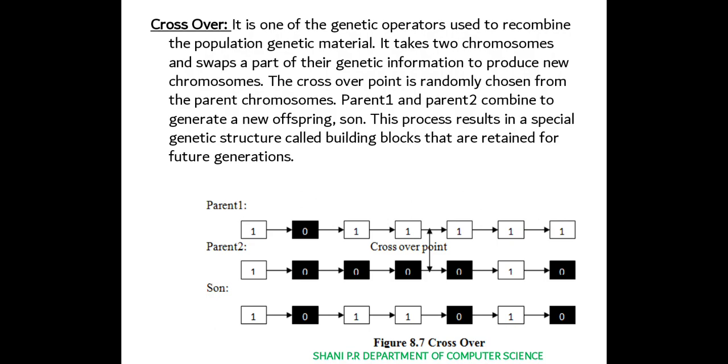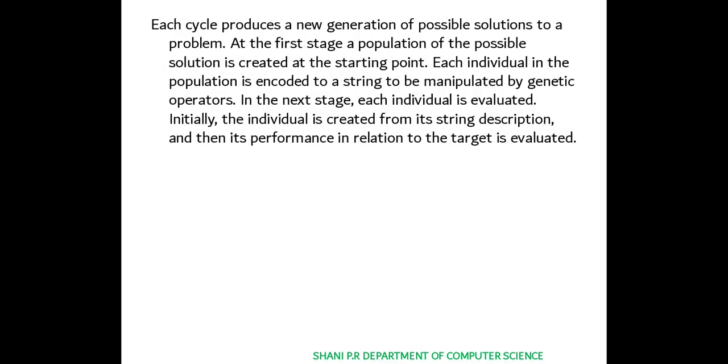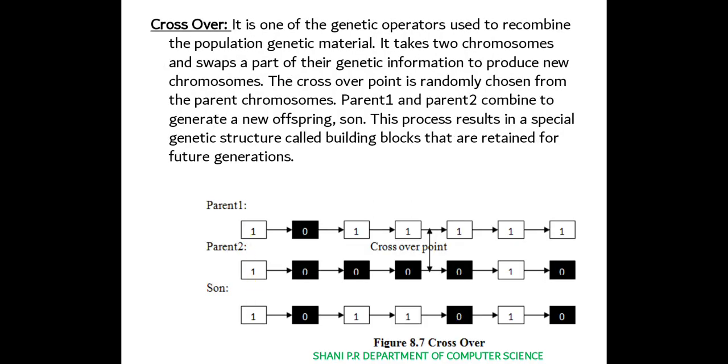So here you can see parent 1 has the value 1 0 1 1 1 1 1, and here 1 0 0 0 0 1 0. So here we will just be swapping these values. From parent 1 we will be swapping 0. So son will have the 1 1 0, and in place of 0 we are adding the 1. In place of this in parent 2 we are adding this 1, and here we are adding 0. We are just selecting some of these and swapping these elements.